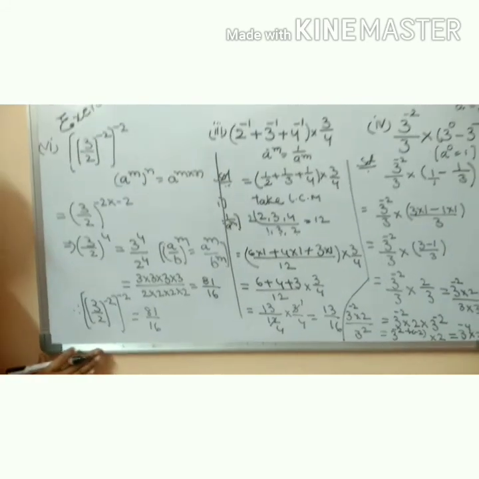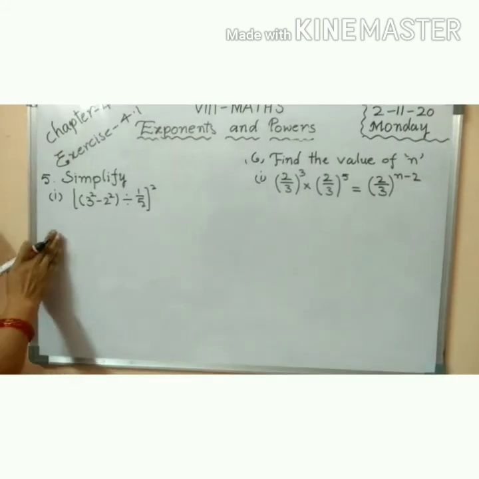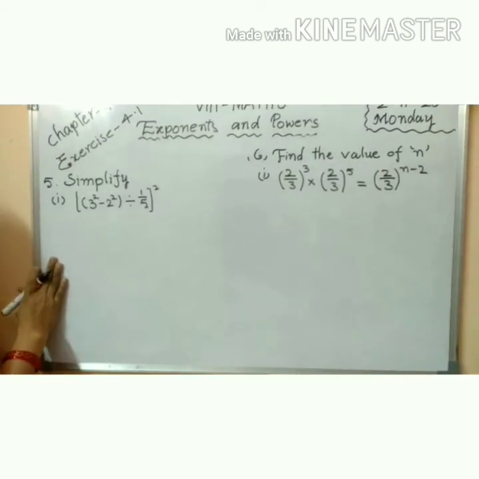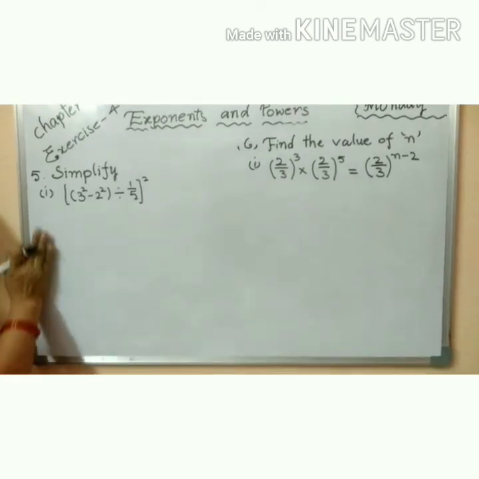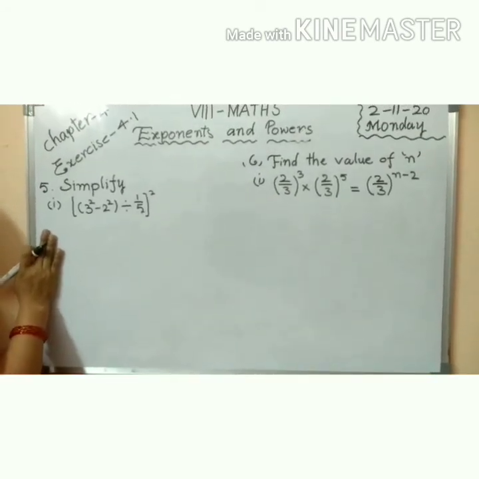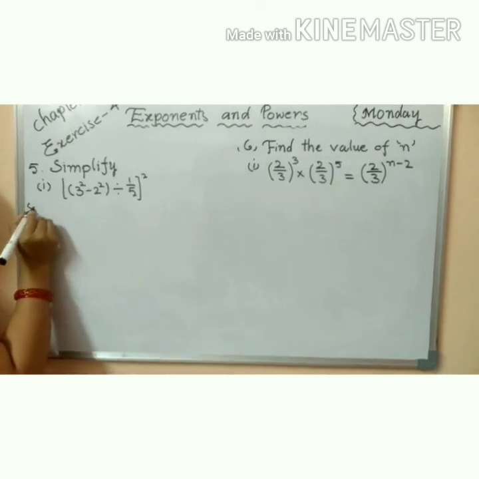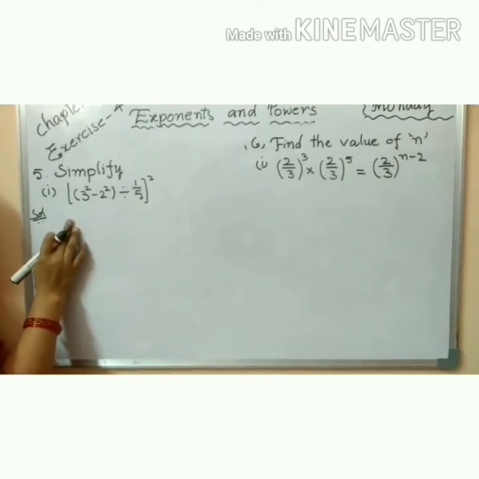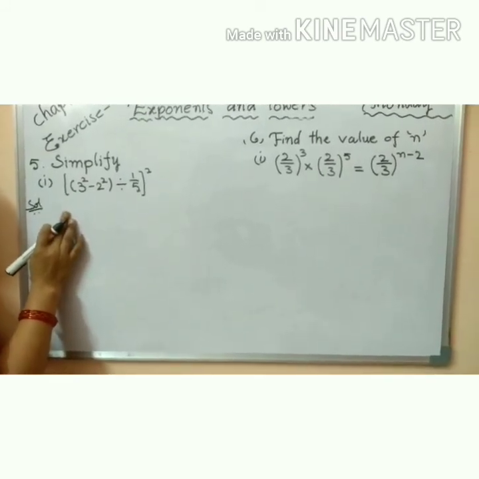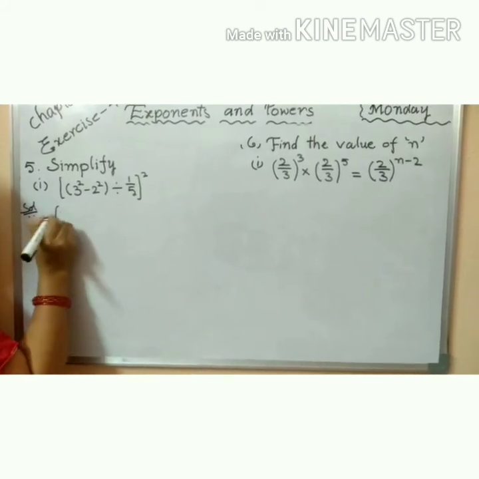Up to the 4th Roman is completed. Okay, next the 5th problem, simplify. In the 5th Roman, 2 problems are there. One I will explain, the second one is homework. So first problem of the 5th Roman: simplify and give reason.